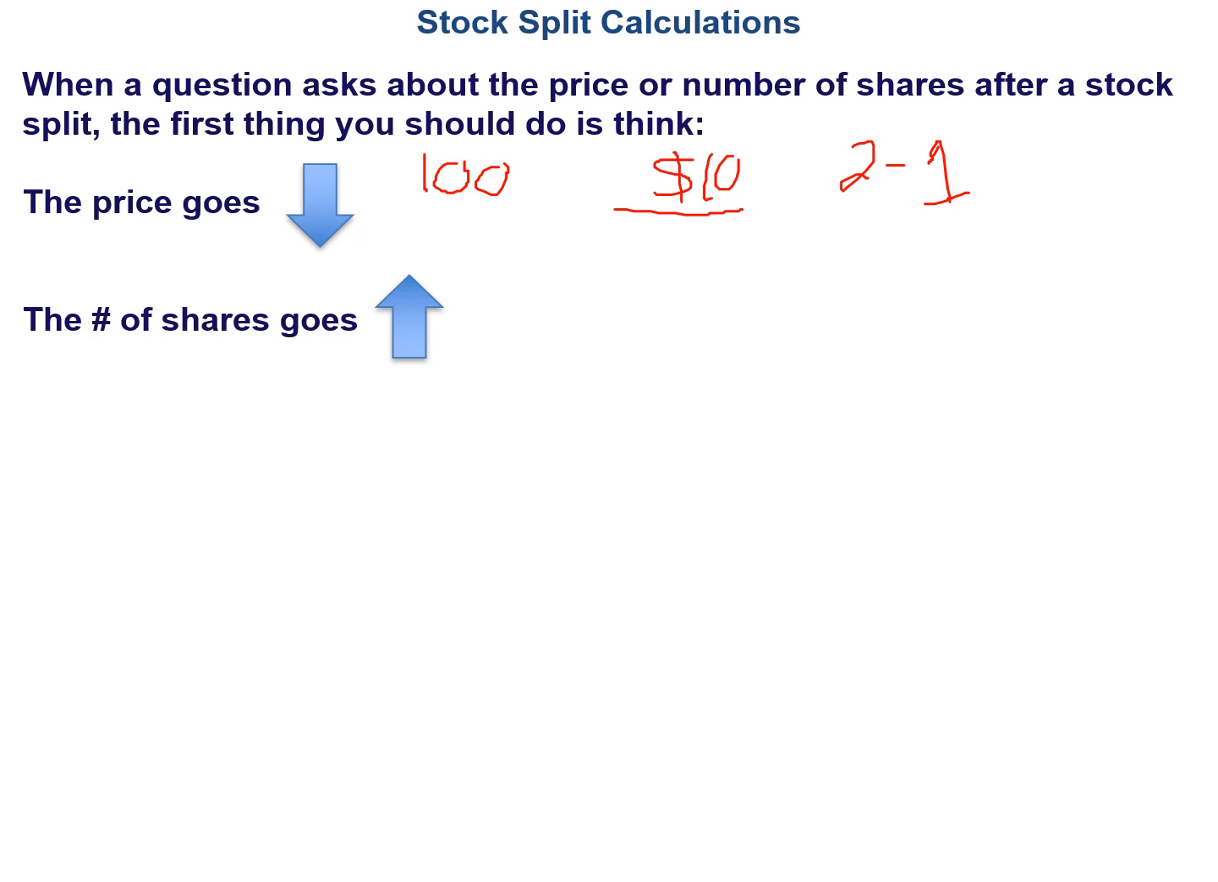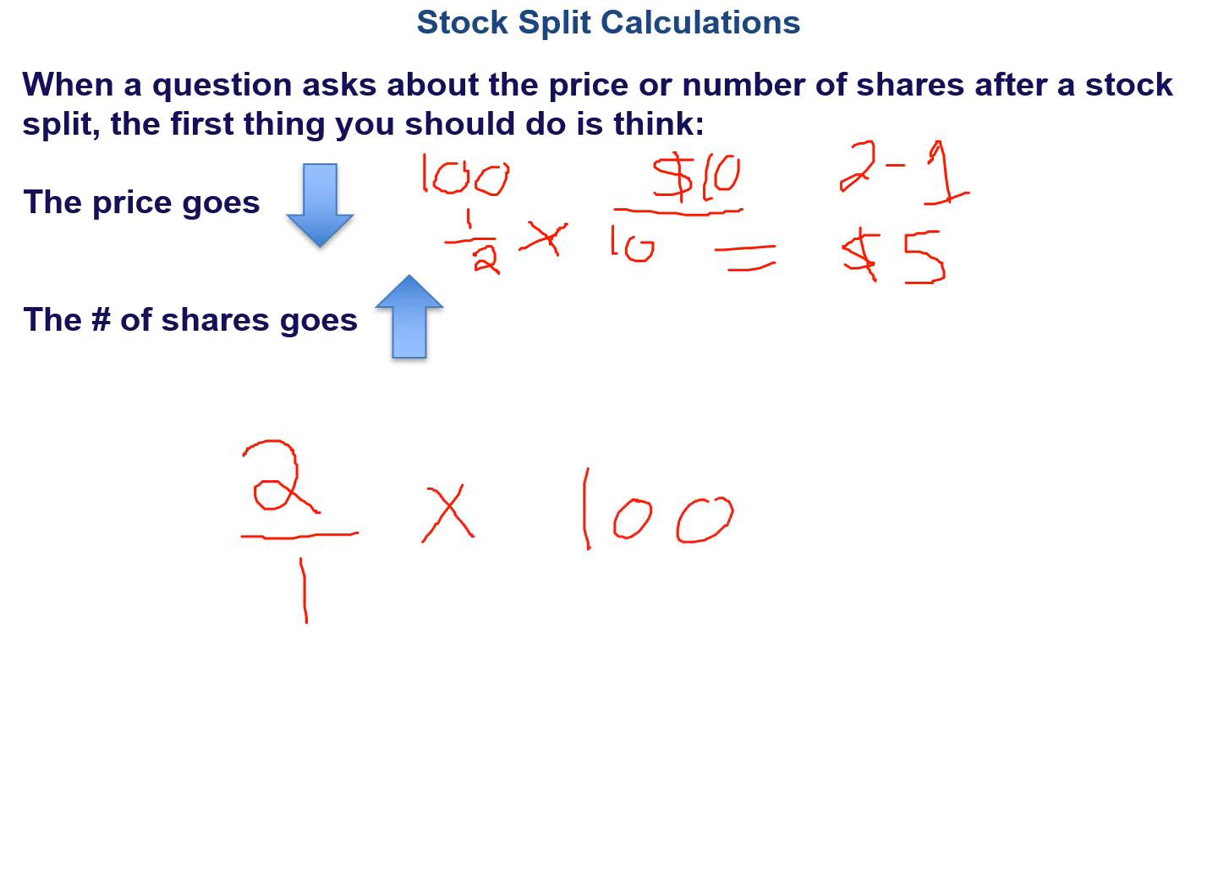So we know that it's a 2-for-1 stock split. We know it's going to be 1 divided by 2, because 1 divided by 2 is less than 1, which will make this go down when you multiply it by 10. So multiplied by 10 equals $5. So the new price after the split would be $5. The number of shares would be the opposite. We know it has to go up, so it would be 2 divided by 1, and it would be multiplied by the 100 shares that were outstanding before the split, which would give us 200 shares outstanding after the split.